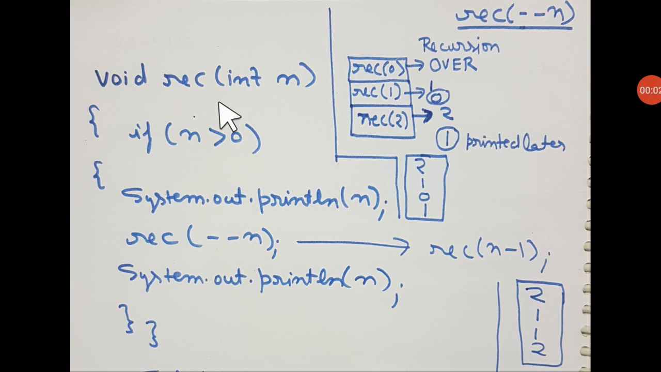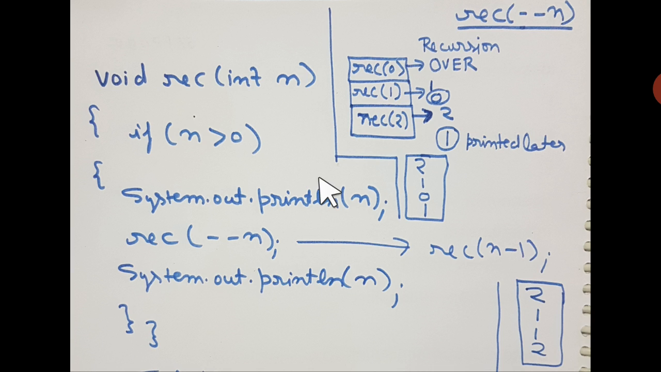Now everyone, another output question. Here you can see void rec with the parameter int n. One integer has been passed here. A condition is there which makes the recursion take place. But what is unique about this program is that one print statement is before the recursive call and the other is after the recursive call, right?